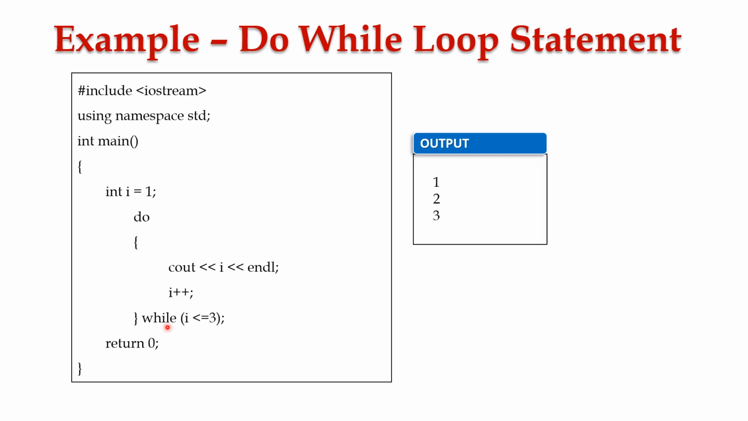Next, we are incrementing the value of the variable I, that is 1 plus 1 is equal to 2. Next, we have a while condition check. So here 2 is less than or equal to 3. So the condition is true. Next, using cout statement, the value of the variable I is displayed to the user as shown in the output.